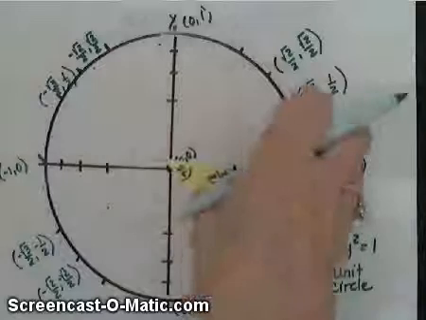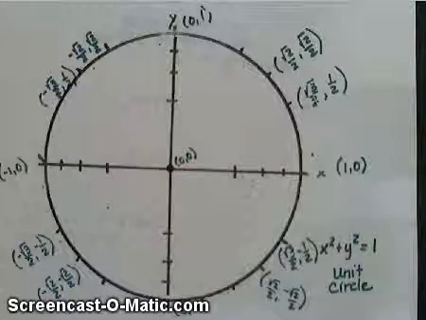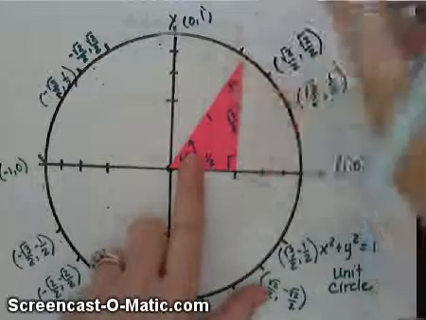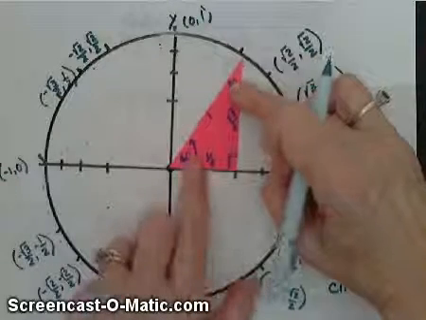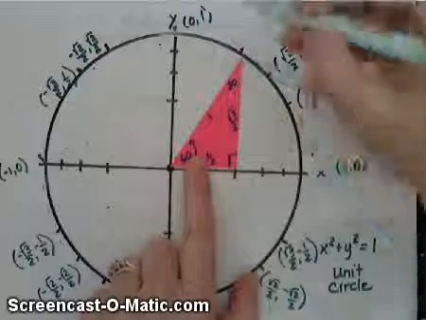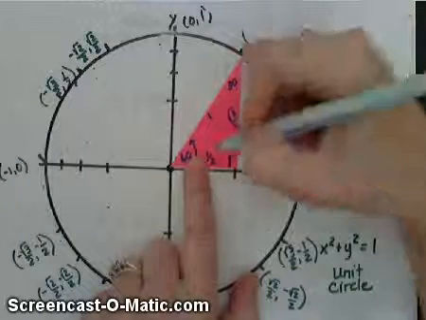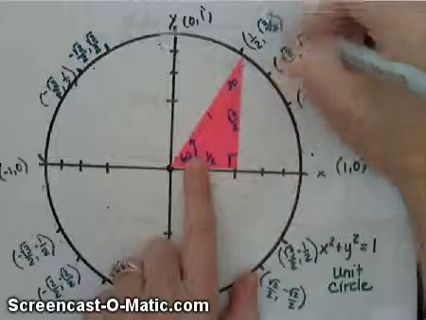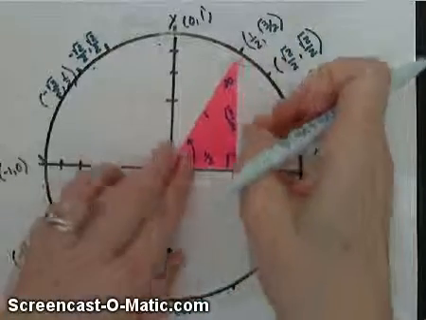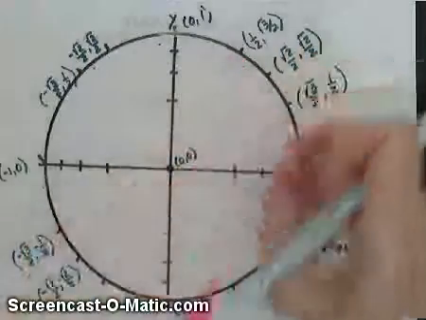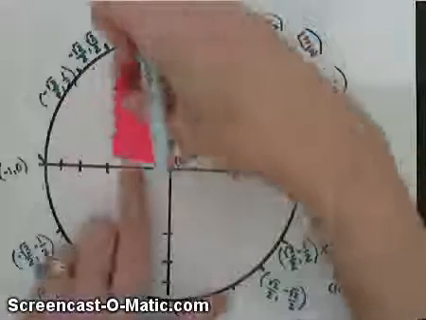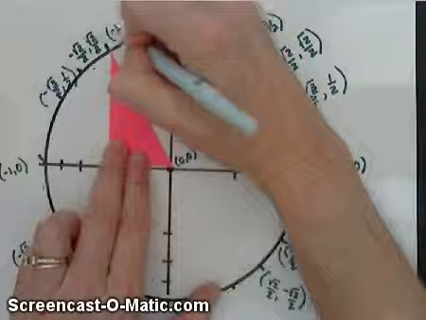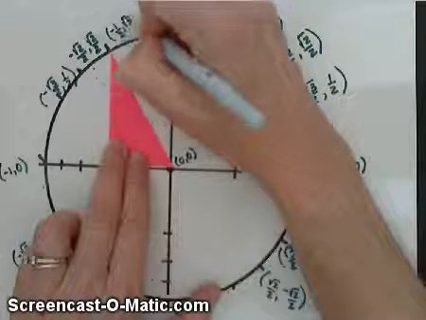All right, continuing. I'm taking my 30, 60, 90 triangle now, and I'm going to put the 60 at the origin. The coordinate of this point is 1/2, up square root of 3 over 2. If I rotate it across the y-axis like this, the coordinate of this point would be negative 1/2, positive square root of 3 over 2.